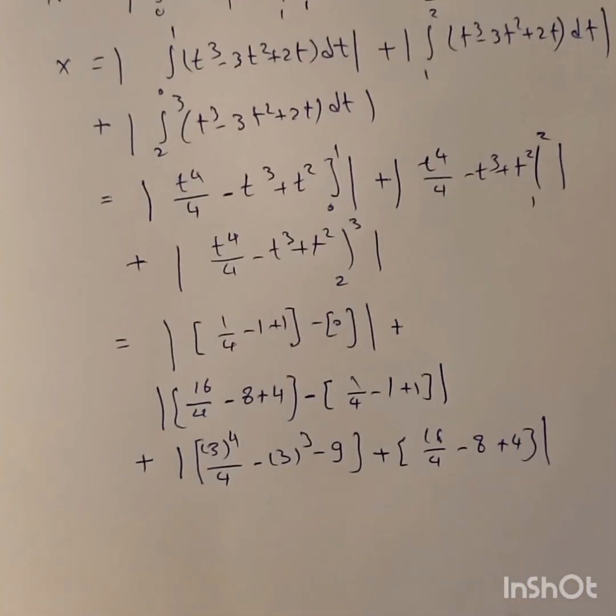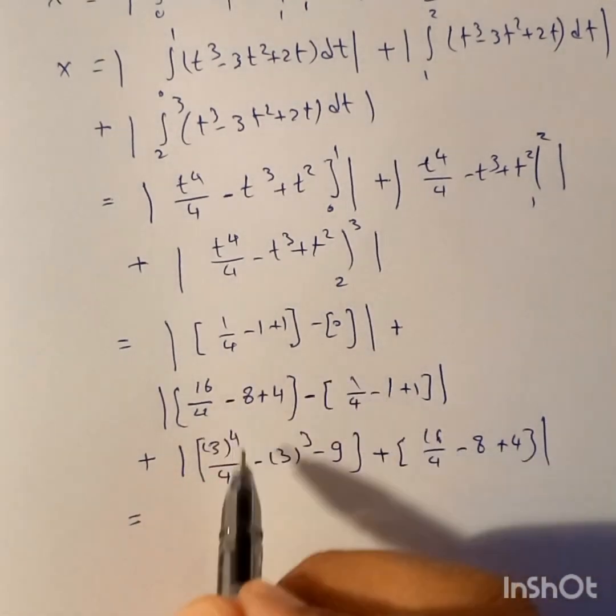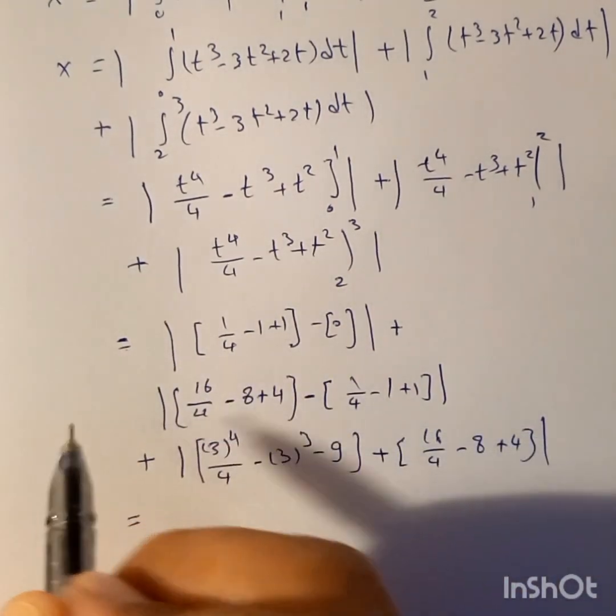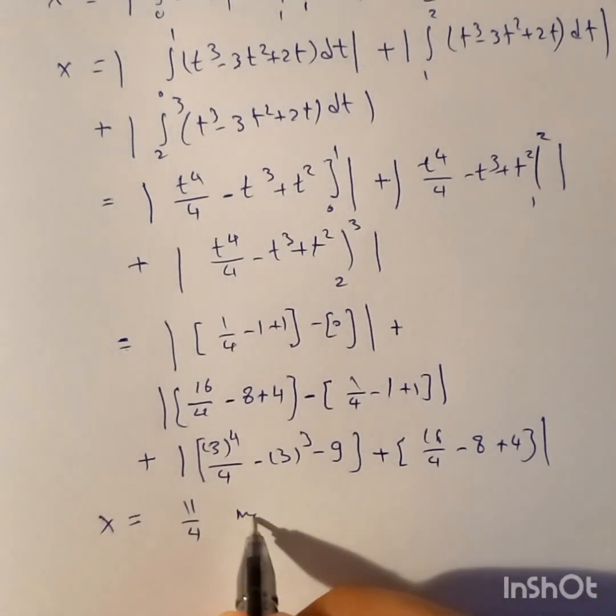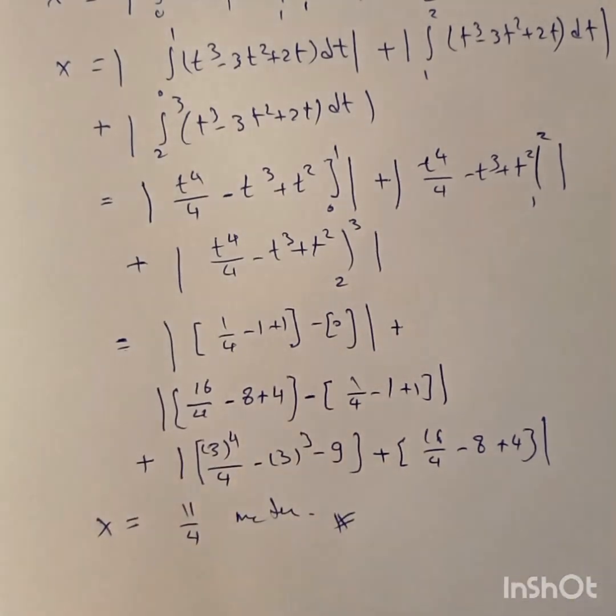By using a calculator we can simplify and find this summation. Okay, we have here x equals 11 by 4 meter, and this is required to find.